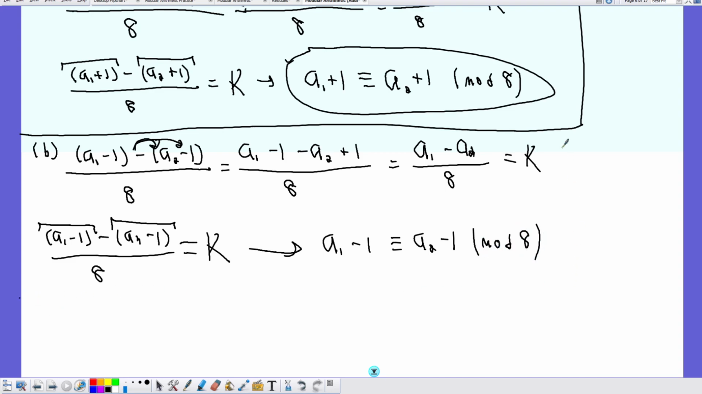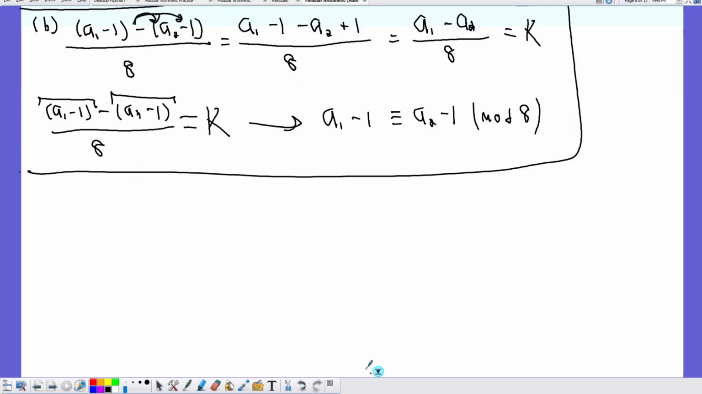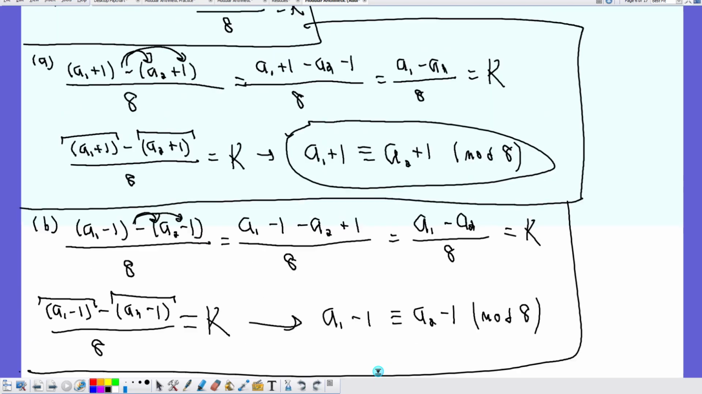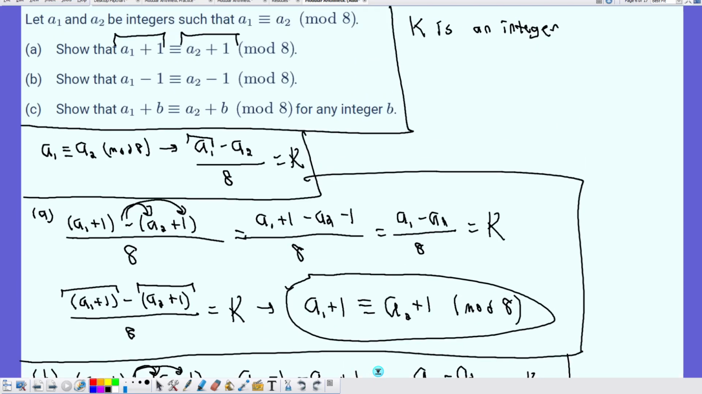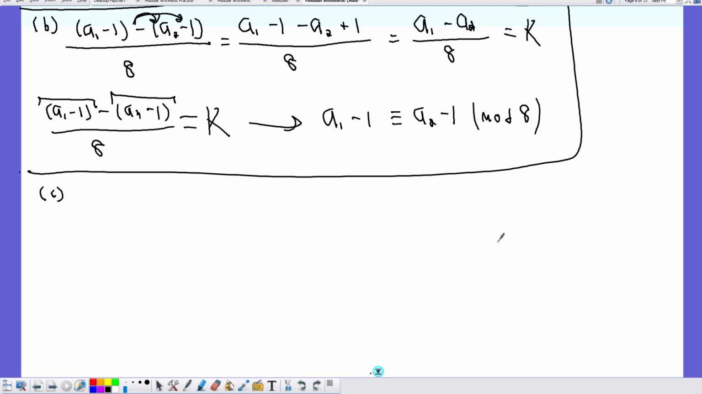And then finally, for part C, and I imagine you can guess where we're going to go with this. We want to show that a1 plus b, now a1 plus any number, is congruent to a2 plus b mod 8 for any integer, positive or negative. Doesn't matter what b is, for any value at all.